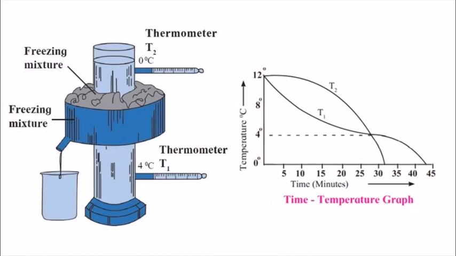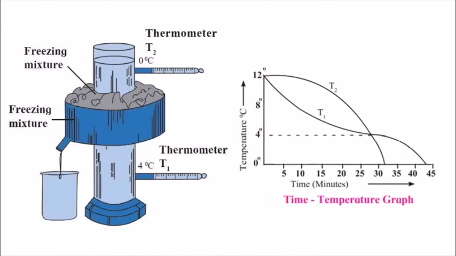Now we have put the freezing mixture in the outer bowl. So because of that, the water inside starts to freeze. Since the temperature of water decreases, its volume also decreases and the density starts to increase. So the water with higher density moves downwards, and therefore the lower thermometer, which is T1 only, shows a rapid fall in the temperature, and this continues till the temperature of water becomes equal to 4 degrees Celsius.